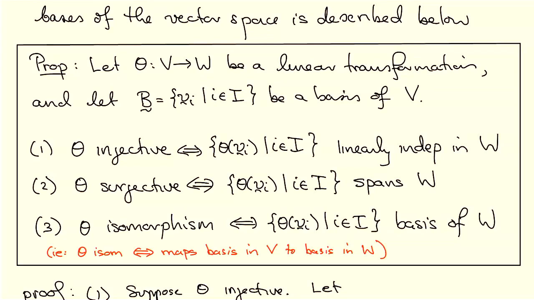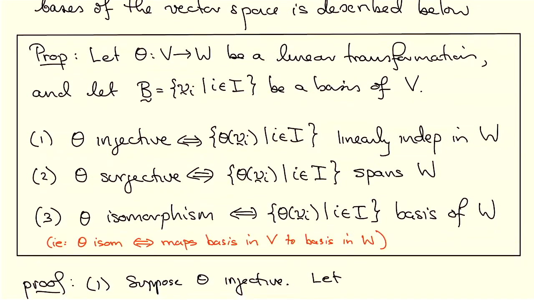And theta is surjective if and only if, so now we really care about the codomain when we're talking about not the image, we care about the codomain. We want the codomain to equal the range, codomain to equal the image, and so these guys have to span the entire codomain. And so theta is an isomorphism if and only if the image of a basis is a basis. That's the punchline there. Okay.